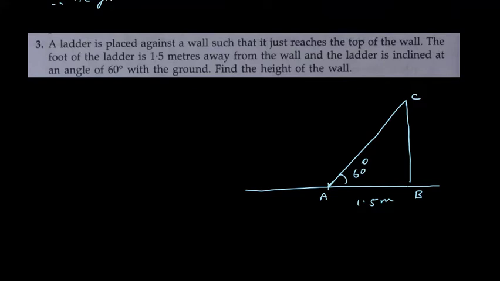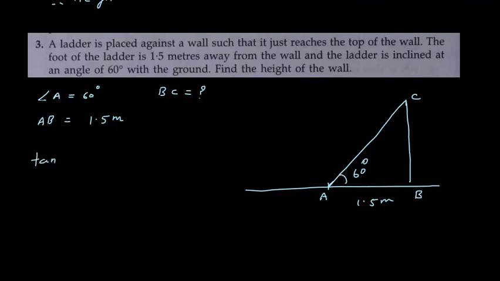So here this BC I have to find out. Height I need to know. Again you know this angle A. Angle A is given 60 degree. AB is given 1.5 meter. BC is question mark, the height of the wall. Okay. So the problem is exactly the same as you did in question number 2. You can pause the video and solve this and then check what answer you get.